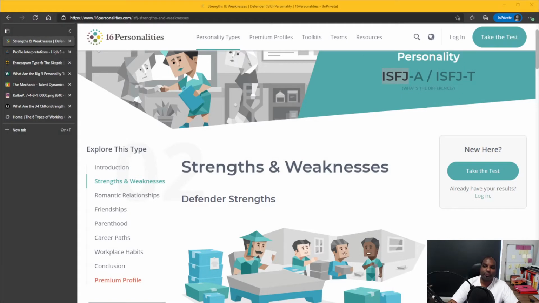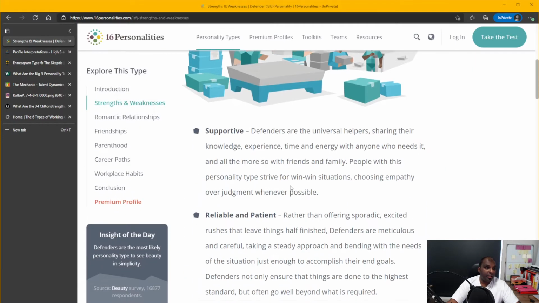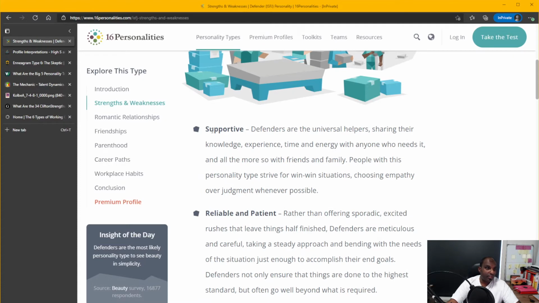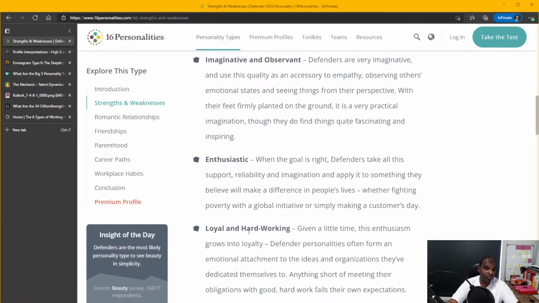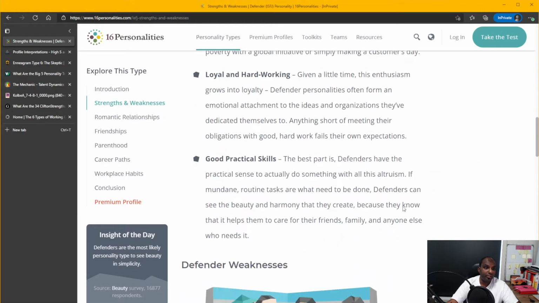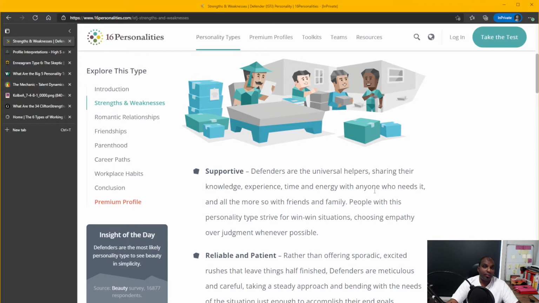Cool, here we are. So in this you can see we've got ISFJ as one of the personality types in the 16 personalities or MBTI. They're known as defenders, and their strengths are being supportive, very reliable and patient, imaginative and observant, enthusiastic, loyal, hardworking, with good practical skills. So they're very detail-oriented people. They have a tendency to have a lot of patience when dealing with customers, so they're fantastic at customer service and support services, being more the interactive side of things.